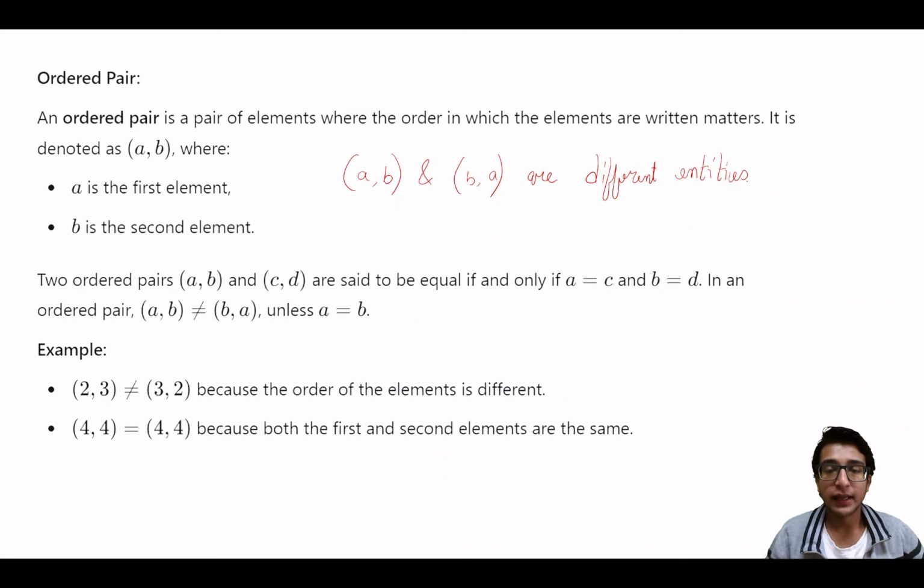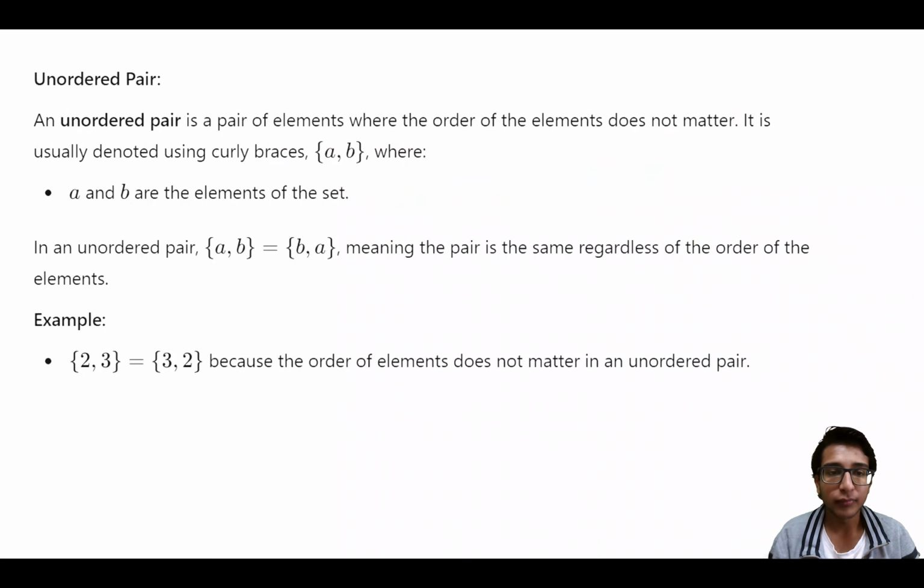And also one more thing, let's say in my pair I have both the elements the same. Now if both the elements are the same, even if I reverse it, it is going to be the same thing. So that is why, if I have the same elements in my pair, they are considered as ordered pairs. An unordered pair is simply the reverse of an ordered pair. Here A comma B and B comma A mean the same thing. They are considered as one entity only.